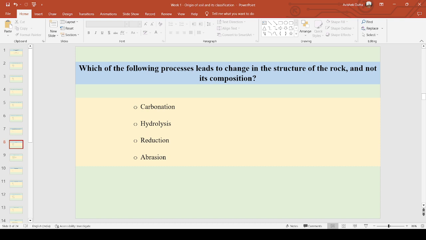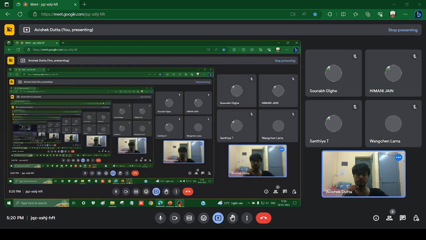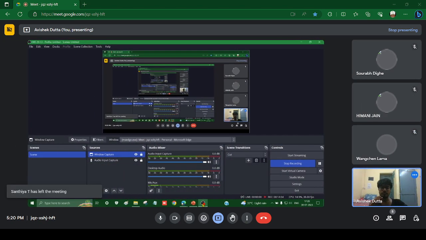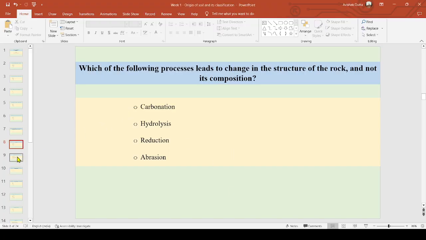Which of the following processes leads to change in the structure of the rock and not its composition? The options are carbonation, hydrolysis, reduction, and abrasion. Next question.